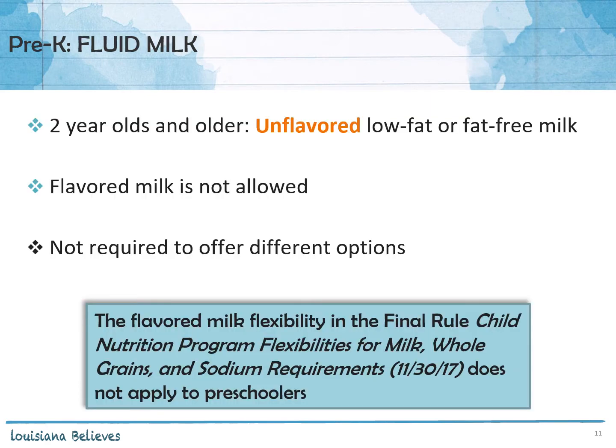We will now take a look at each individual meal component and review the guidelines, requirements, and special considerations for each. Fluid milk is the first of 5 components we will review. Only unflavored milk may be served to pre-K students. It can be low-fat or fat-free for children ages 2 to 5 years old. It is not required to offer different options of fluid milk under the pre-K meal pattern.